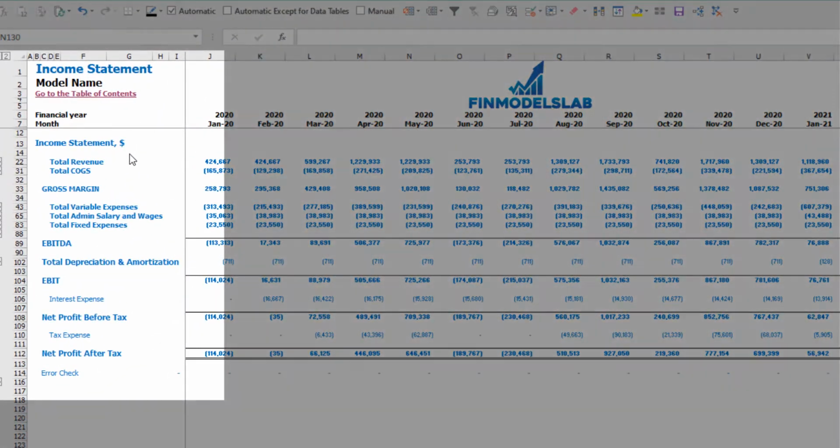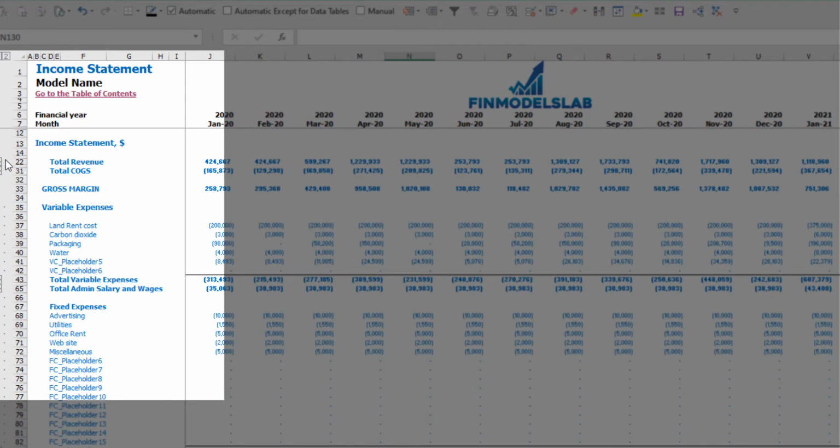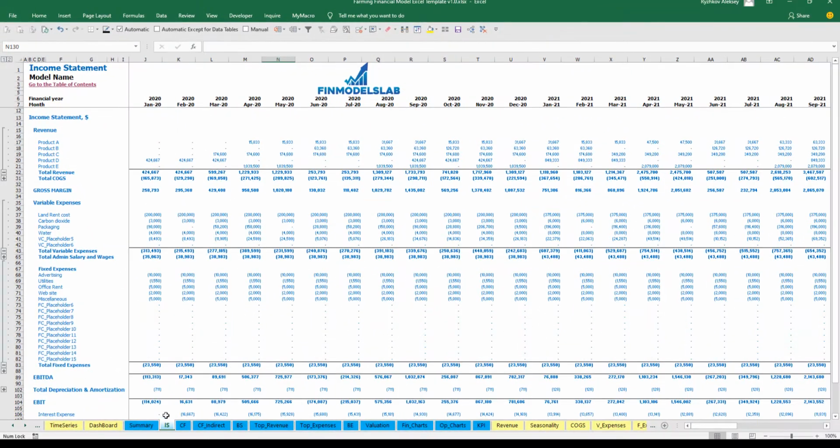On the income statement tab, you may see your main components of your profit and loss, which is total revenue, total cost of goods sold, gross margin, total variable expenses, total admin salaries and wages, total fixed expenses, EBITDA, depreciation and amortization, EBIT, interest expense, net profit before tax, your corporate tax, and as a result, net profit after tax. Please note that each category has its own subcategories, so you may click on this plus button and see the detalization, for example, for fixed expenses, or for variable expenses, or for example, for the revenue.